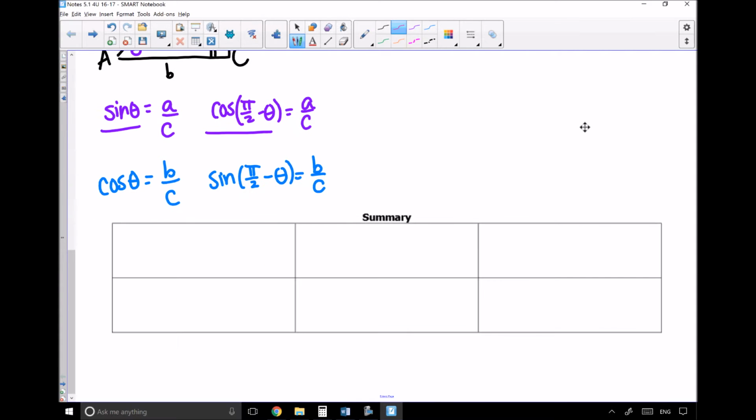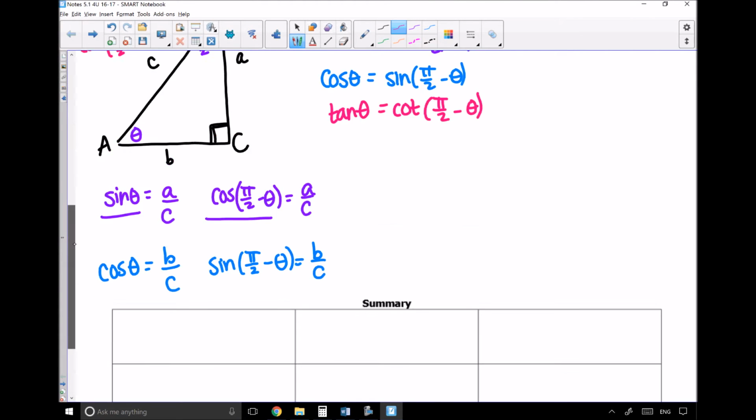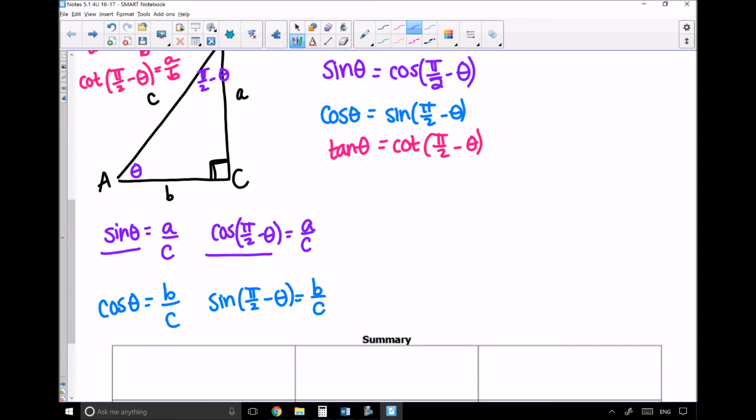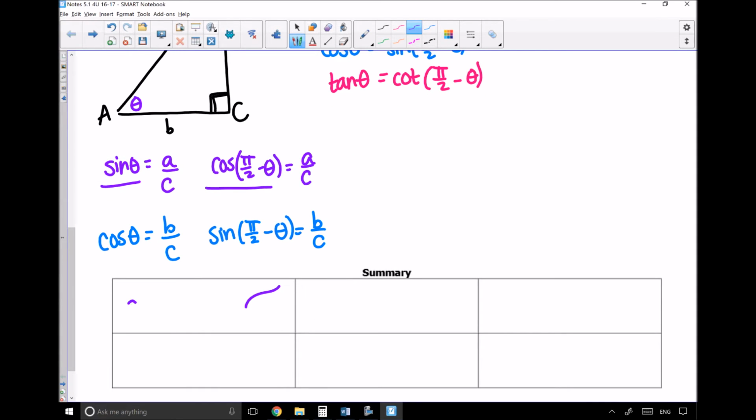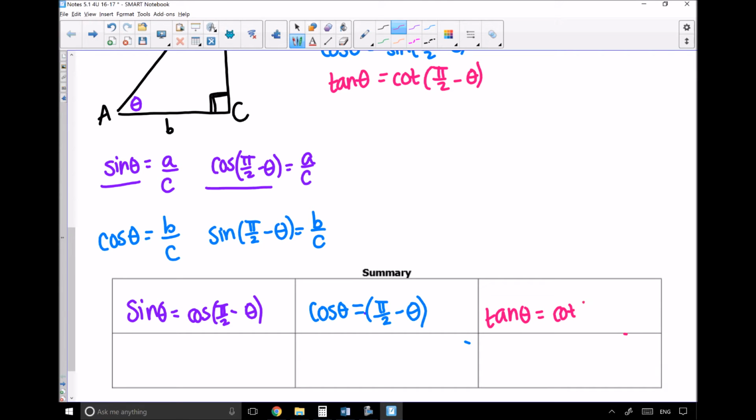Okay, so if I want to write out all of this information in a summary, I can just rewrite right here that we know that sine of theta is going to be equal to the cosine of pi over 2 minus theta. We can say that the cosine of theta is going to be equal to the sine of pi over 2 minus theta. And then we can say that the tangent of theta is equal to the cotangent of pi over 2 minus theta.